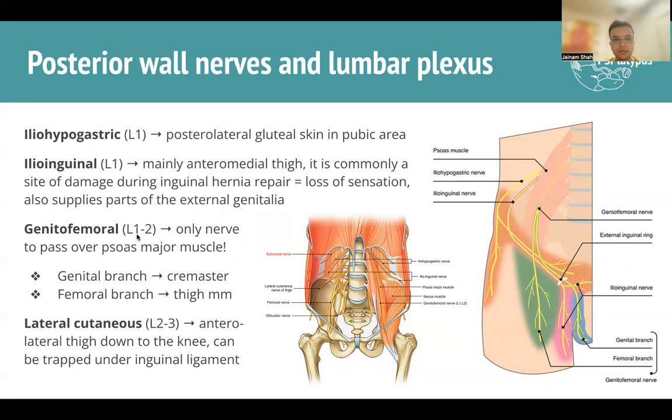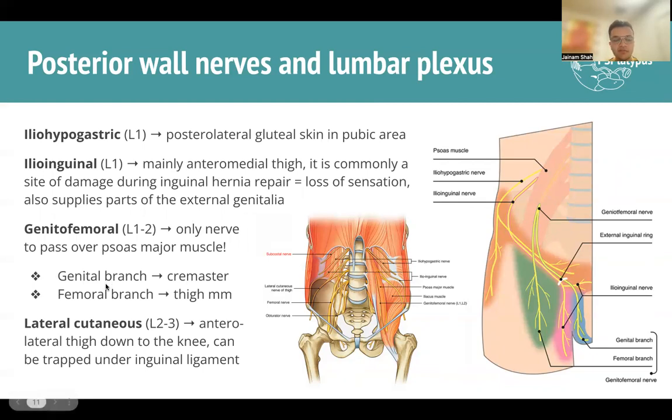The genitofemoral nerve comes off L1, L2. It's the only nerve, and this is very, very important when it comes to specimens, that passes over the psoas major muscle. So you've got the psoas major muscle here. You can see the genitofemoral nerve is the only one that passes over it. So if they label that nerve, you know exactly which one it is because none of the other nerves do that. It branches off into two branches: the genital branch to the cremaster muscle in the scrotum, and the femoral branch, which goes to the thigh muscles. Not a similar sort of innervation as the femoral nerve proper, but it still has some innervation in the thigh muscles themselves.